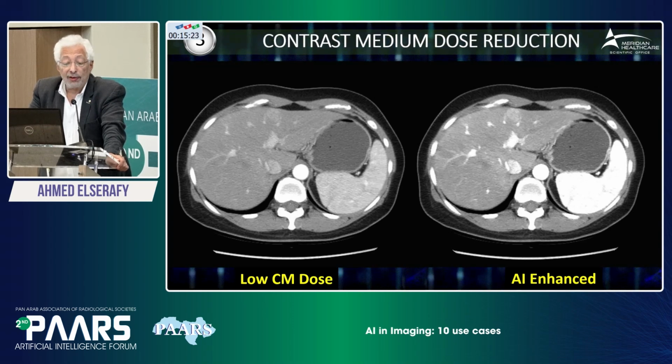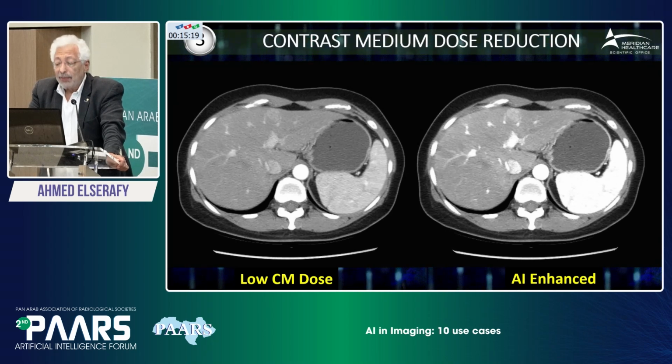So you start with the low dose, you get some kind of enhancement, it's not really that good. However, you apply your AI solution to the same image, and these enhancements show up way clearly on the right side. Same image, but only with AI enhancement using 50% of the dose.